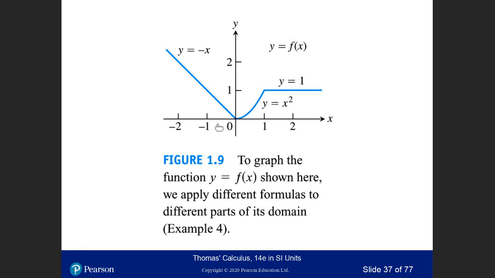Okay, so that's y is equal to minus x. That's the first part of this. Between 0 and 1, it's y is equal to x squared. It behaves like a parabola. After 1, it's a constant function. y is equal to 1 for every x which is greater than or equal to 1. So that's how you draw the graph of a piecewise defined function. Join these pieces.